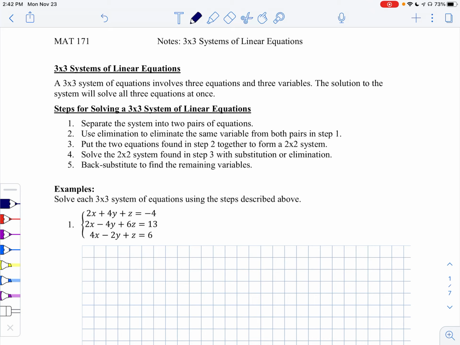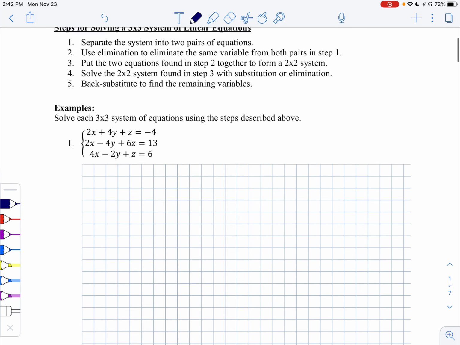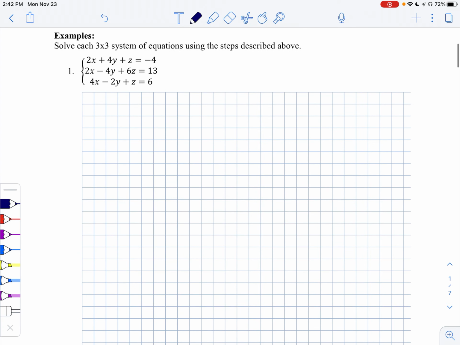three equations simultaneously. Now, the way that we're going to do this is we're going to take our 3 by 3 system and essentially use elimination to turn it into a 2 by 2 system and then solve it either using substitution or elimination like we did previously. So let's go ahead and take a look at this first example.